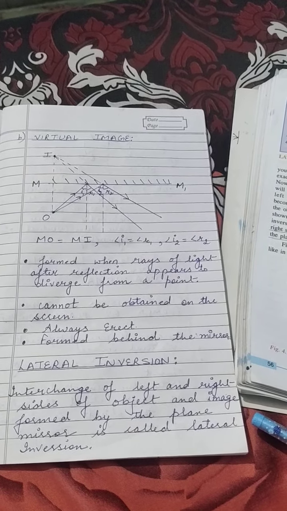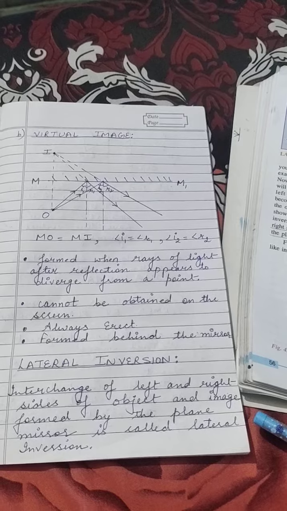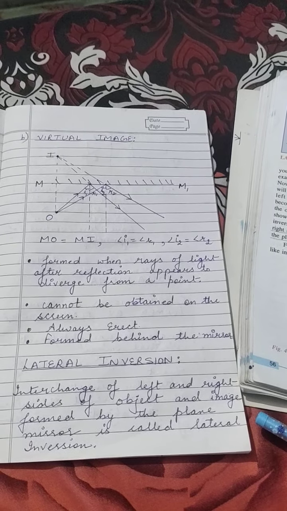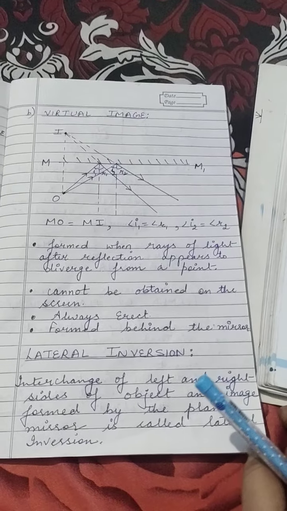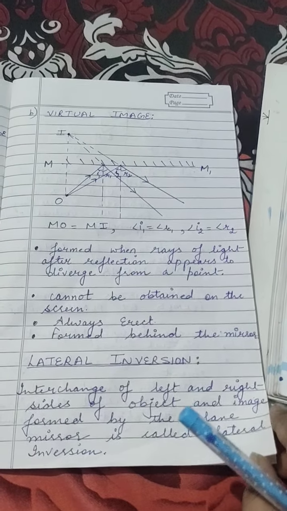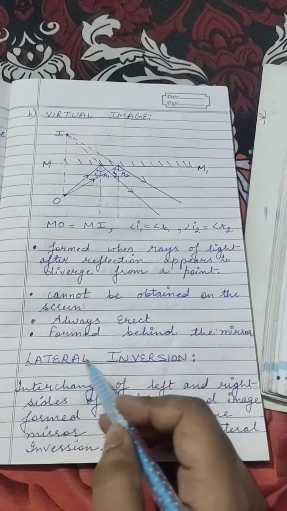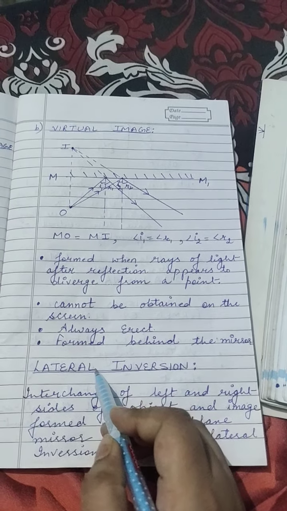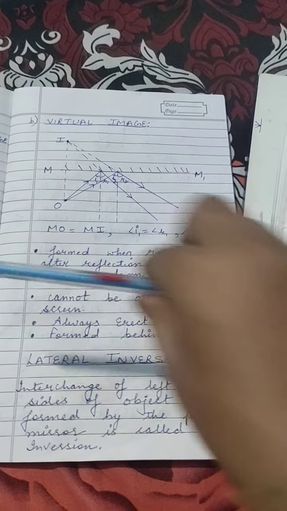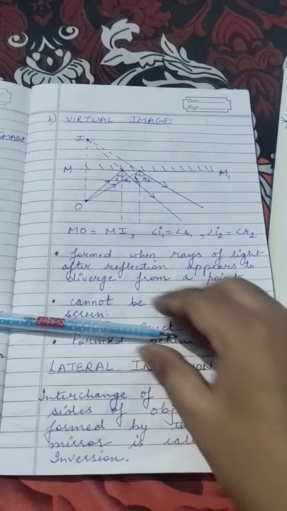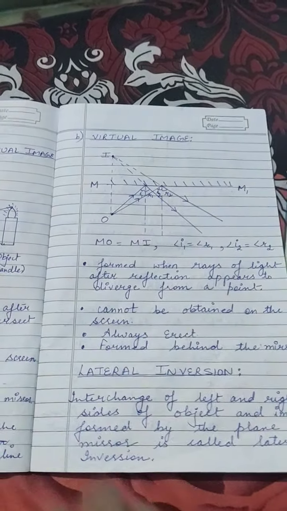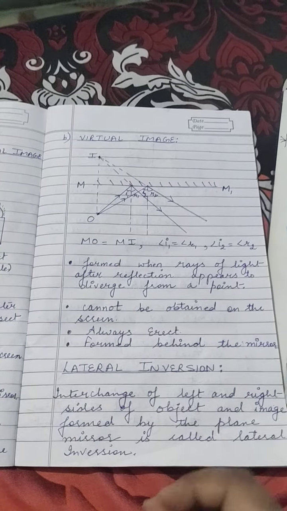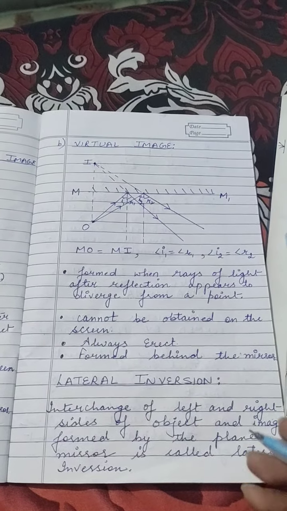And the real image is formed in front of the mirror and the virtual image is formed behind the mirror. So your next topic is lateral inversion. From the word lateral, it is clear that the positioning of a body will be changed. Suppose you are holding your pen and you are standing in front of a mirror.